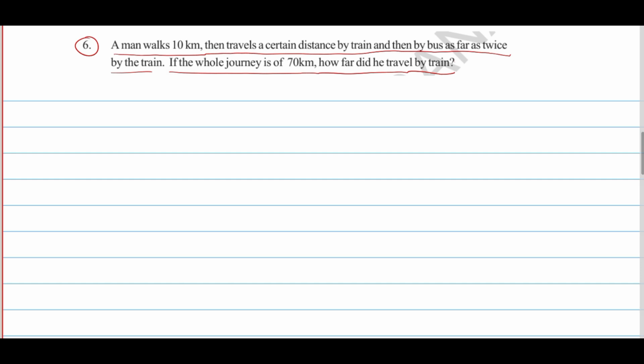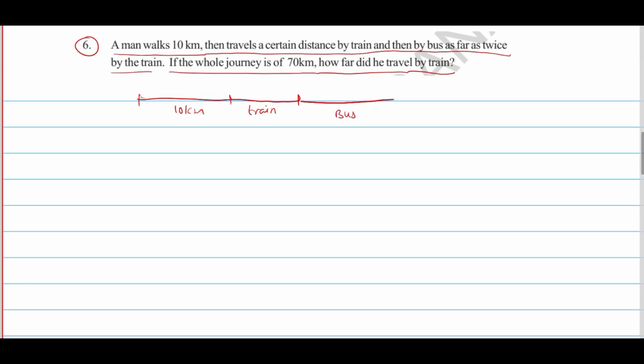Okay, firstly we need to understand that question. A man walks 10 kilometers. He traveled a certain distance. Firstly, he walks 10 kilometers. And a certain distance he traveled by train. Then he traveled the remaining journey by bus.